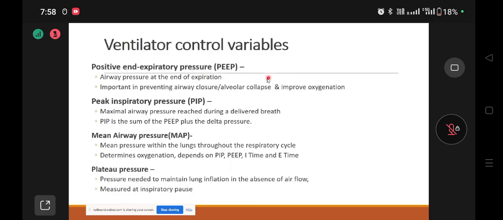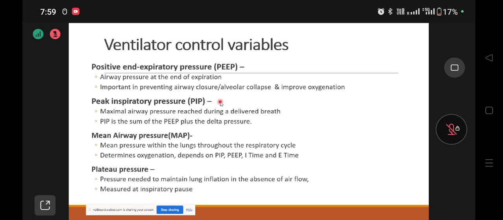So we all know about positive end expiratory pressure. This is the pressure which is applied at the end of expiration, and the beauty of this is that it helps in preventing the collapse of alveoli and the airways. And obviously when it helps in preventing collapse, it helps to improve oxygenation. There's another pressure which we commonly apply in ventilators, and that is called the PIP, or the peak inspiratory pressure.